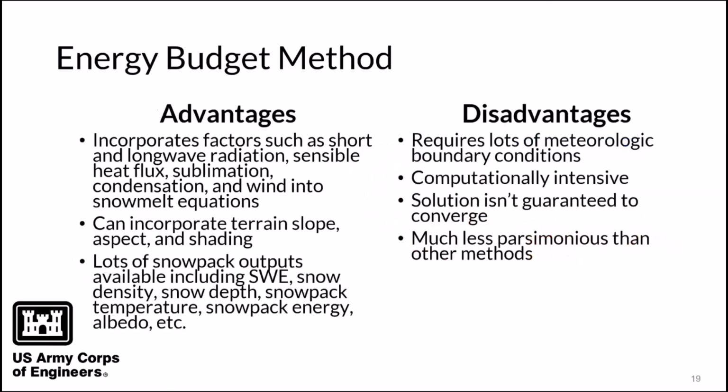This will take longer to solve than the temperature index or RTI methods, just by its very nature. Imagine doing this for every single grid cell. You can start to see that the time starts to add up a little bit. But the really powerful thing about energy budget, you get the whole kit and caboodle.